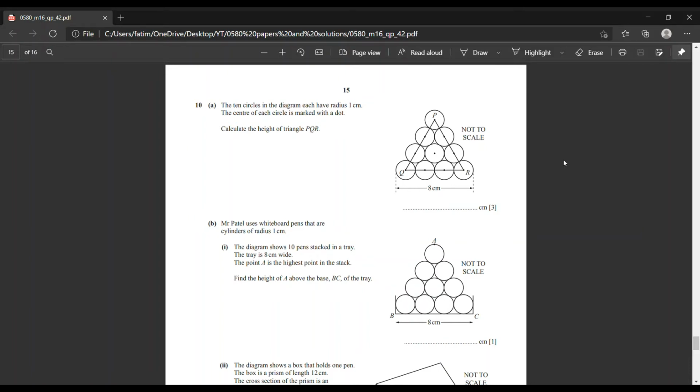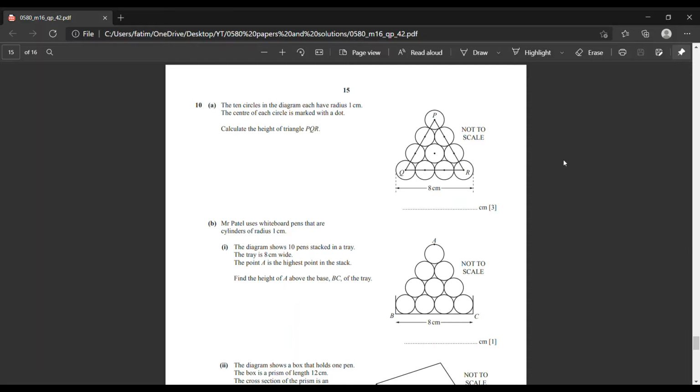Today I'll be solving the Maths IGCSE paper code 05804 for March 16 question paper 42. I'll be solving question number 10, and part B2 was where candidates lost marks because they did not know how to approach this question. But I will go over how exactly you should. So we'll start off with part A.